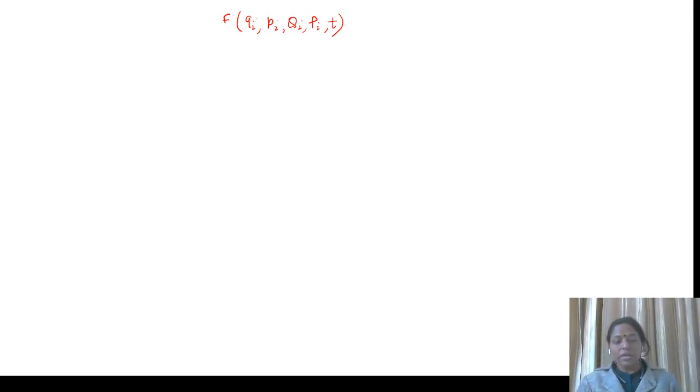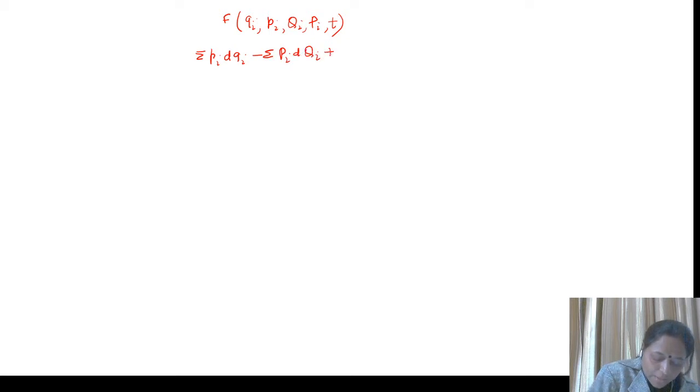This we derived with the help of Hamilton's principle, and we showed that if the relation sigma pi dqi minus sigma capital Pi dQi plus (K minus H) dt is exact, then that exactness function was defined as F. If this is exact, then we say that our transformations are canonical. From this expression, we judge that this F is a function of these coordinates.